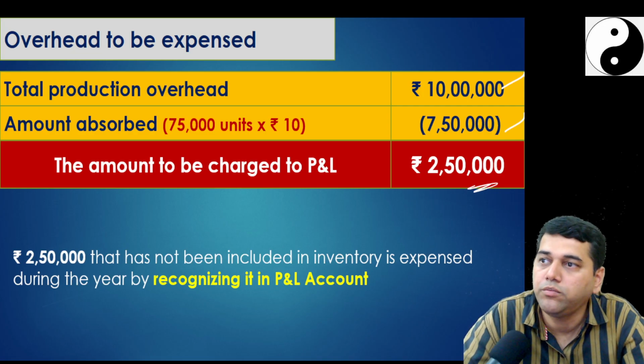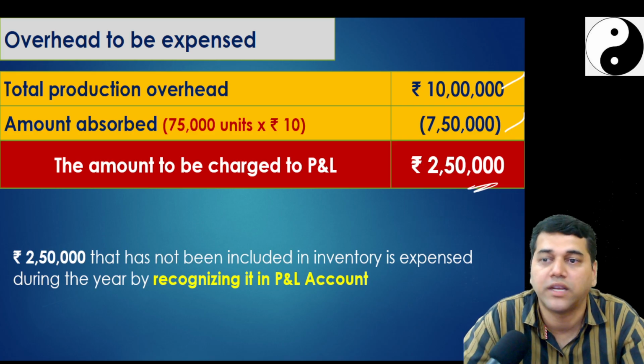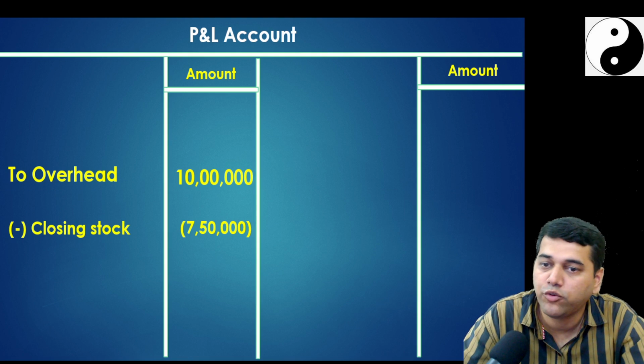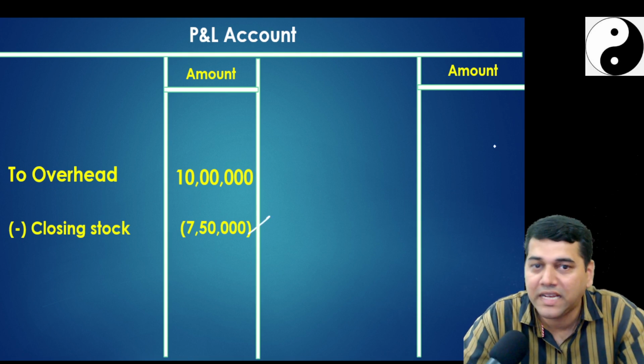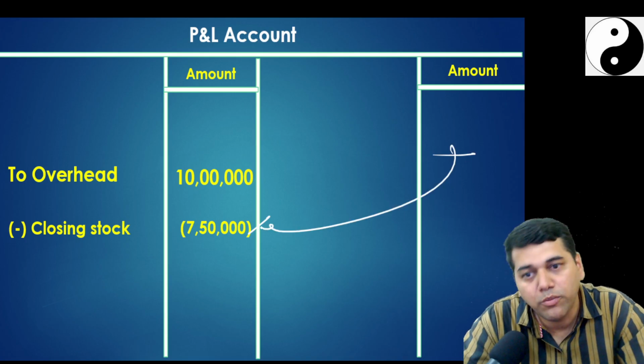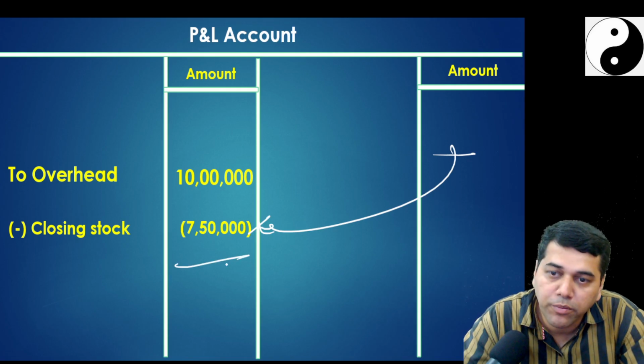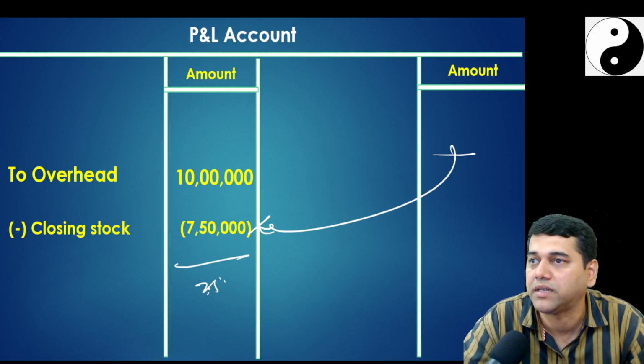So what is the meaning of this charge to P&L account? You charge the full 10 lakh only. The only thing is, the 7.5 you inventorized, and that is what you show on this side. You minus it here, change in inventory. So how much is the hit to the P&L? Only 2.5 is the hit to the P&L.